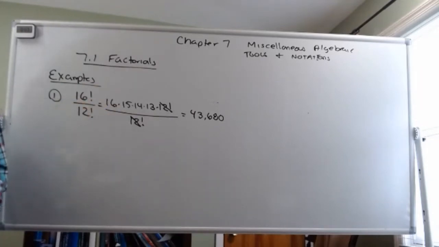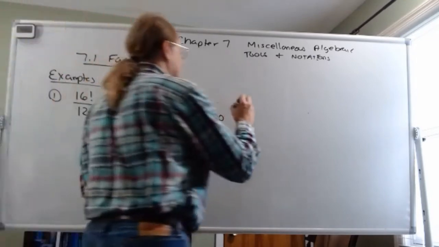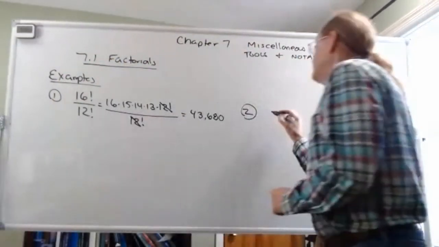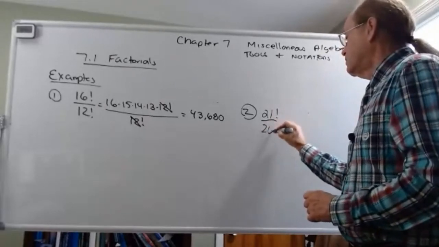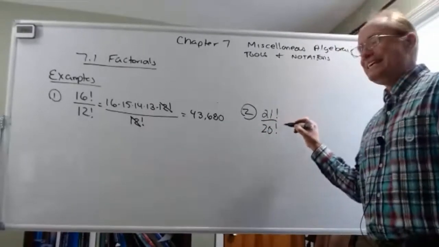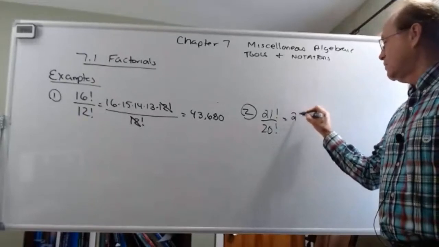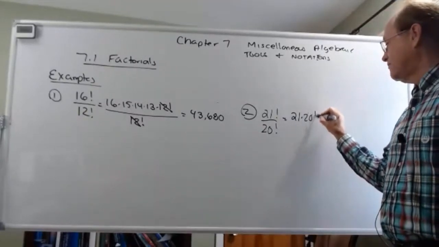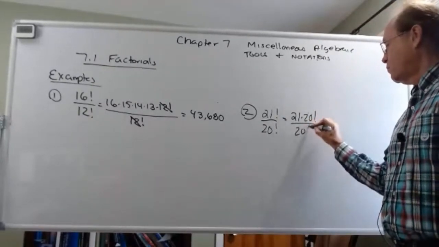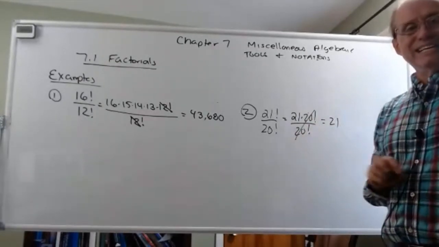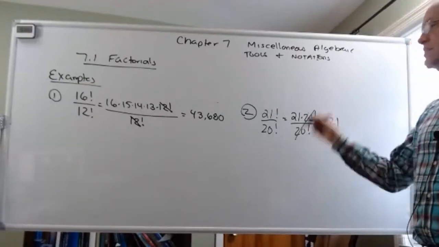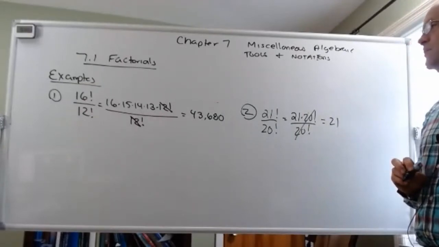But sometimes you might even have something as simple as this. 21 factorial over 20 factorial. Well, that's easy to write. It's 21 times 20 factorial over 20 factorial, cancel, so I don't even have to go to my calculator. It's very easy, it's just 21. That's a simple calculation to do.